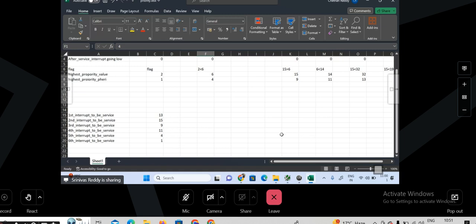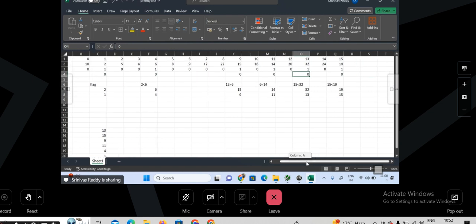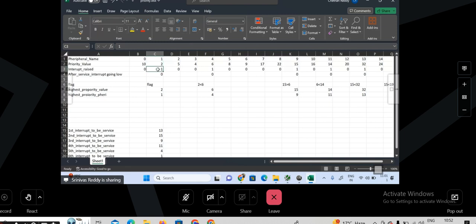Which state do I need to do this in? Second state, right? In this next state, I am going to write the state active interrupts, begin and end. Let me show you this diagram. In the state active interrupts, finding the highest priority interrupts.